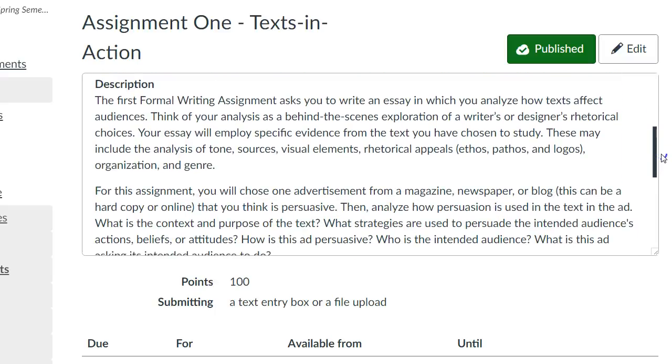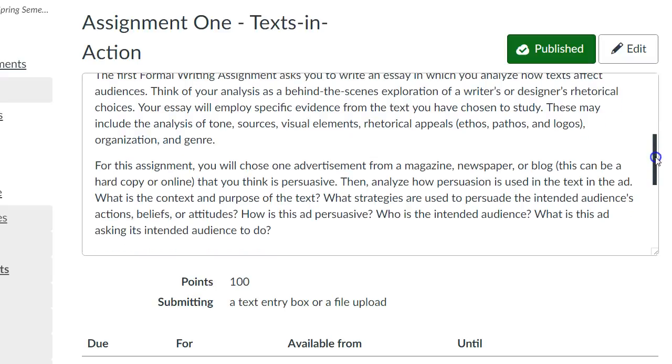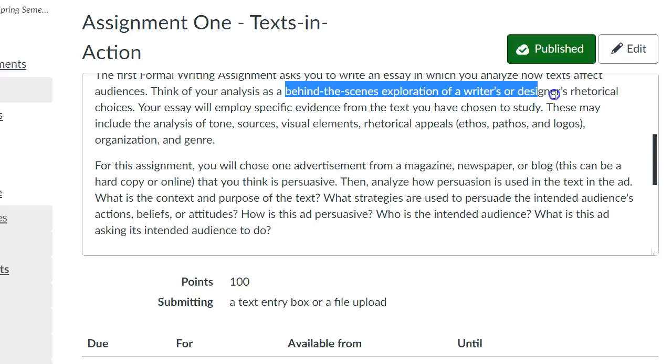So since this is your first writing assignment, I want you to make sure again that you take time reading through this. This assignment asks you to write an essay that you're going to spend time analyzing how a text affects audiences. The kind of text that I want you to refer to is going to be an advertisement. So within that advertisement, I want you to think of your analysis as a type of behind-the-scenes exploration of a writer or designer's rhetorical choices.